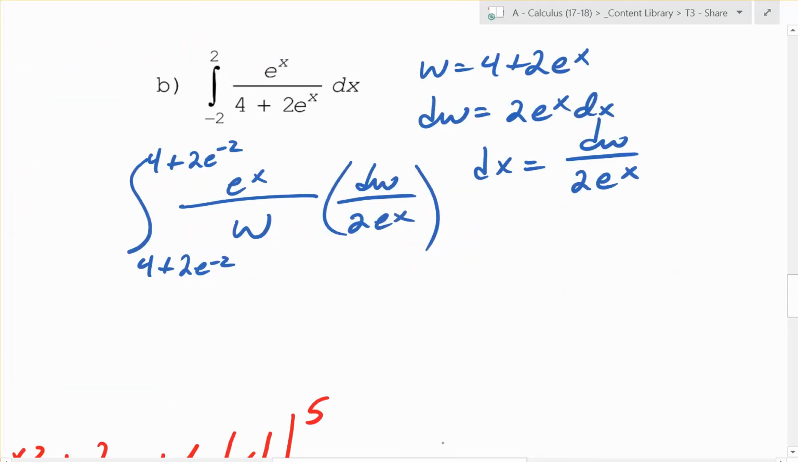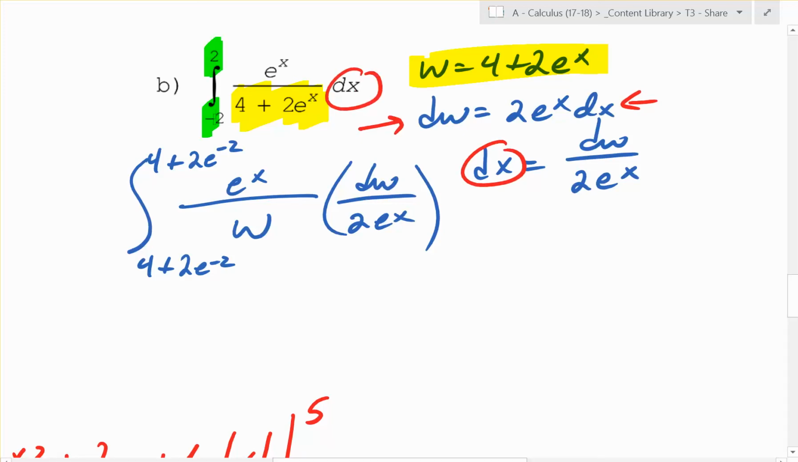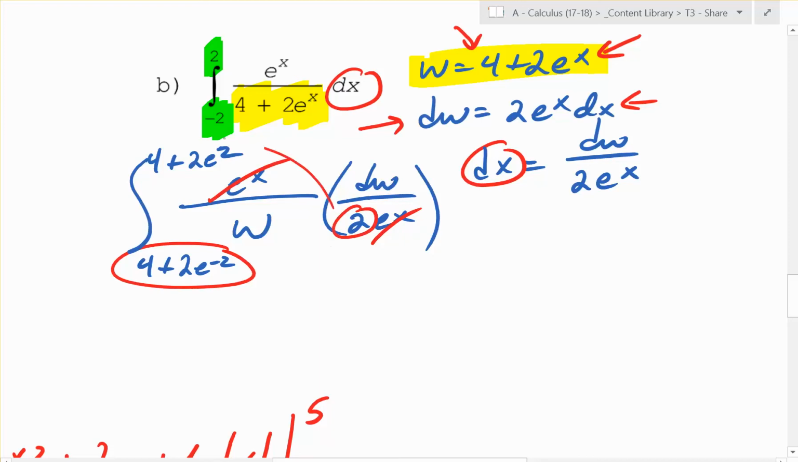So in this one, it looks like you might not be able to do something, but if you take the denominator and make that w, you then take the derivative of both sides and isolate for dx, plugging it in right there. Now you need to change the limits of integration. Instead of 2 and negative 2, you take both of those numbers and plug them in there. So it's 4 plus 2e to the negative 2 and 4 plus 2e to the 2. That should be a 2 right there. So now what cancels? Well, the e to the x cancels, and this 2 goes to the outside right there.